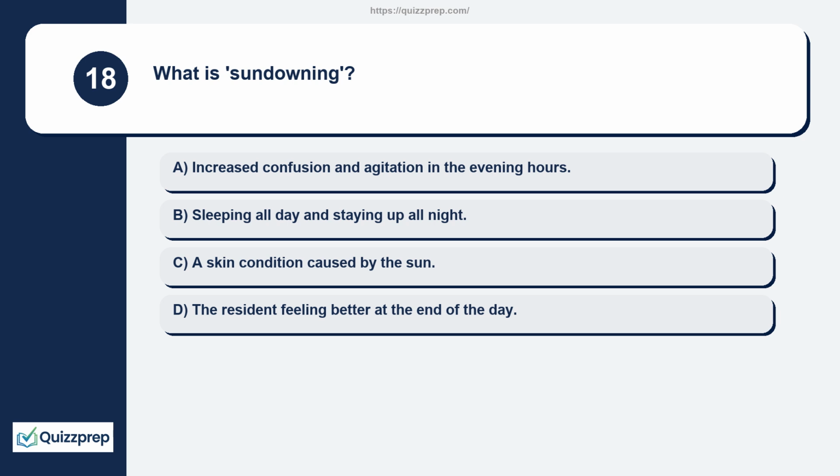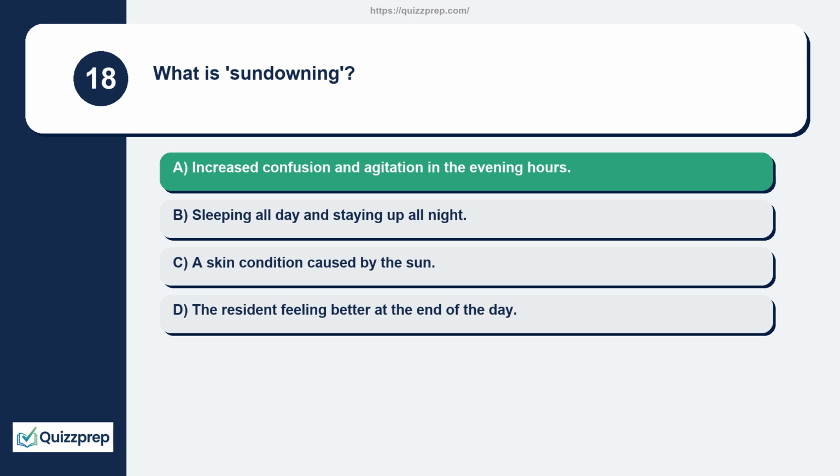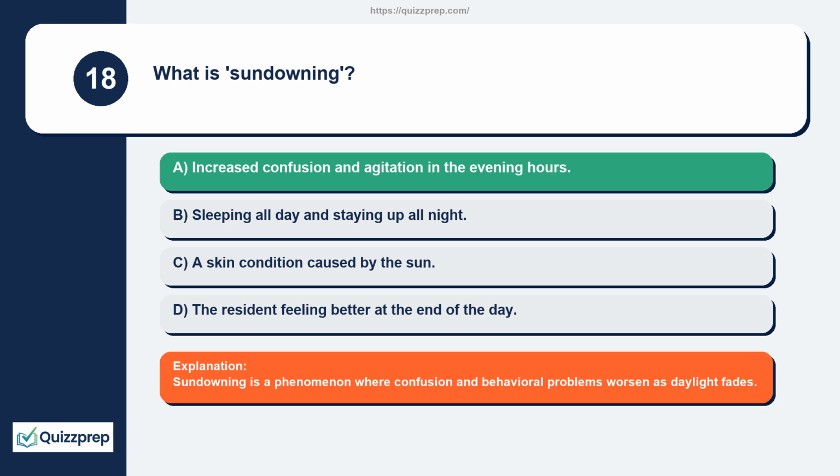Question 18. What is sundowning? Increased confusion and agitation in the evening hours, sleeping all day and staying up all night. A skin condition caused by the sun, the resident feeling better at the end of the day. Sundowning is a phenomenon where confusion and behavioral problems worsen as daylight fades.